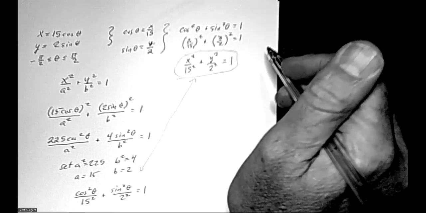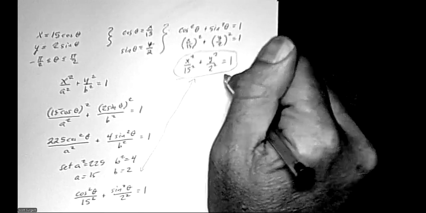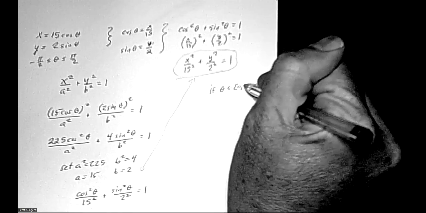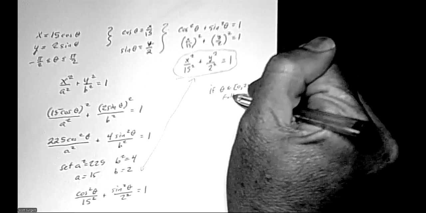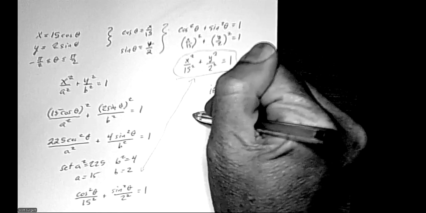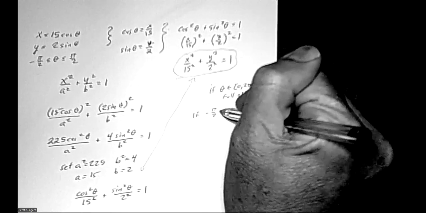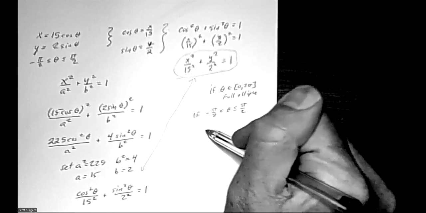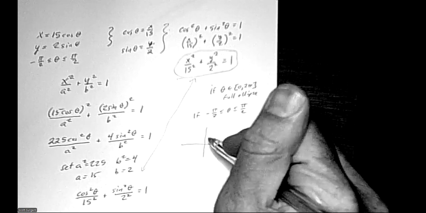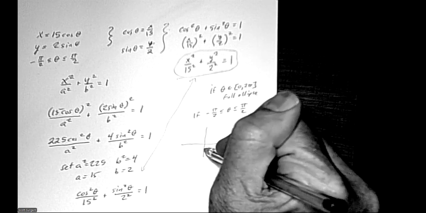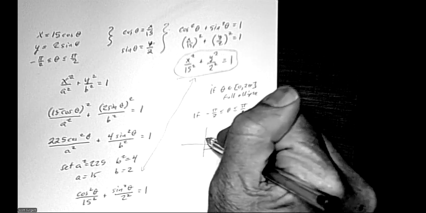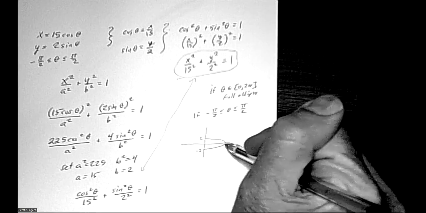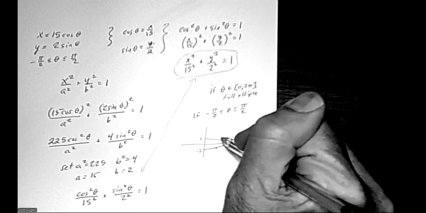Okay. The bounds on theta. Right now, if theta is from 0 to 2 pi, we get the full ellipse. If we go from negative pi halves to pi halves, we're only going to get half an ellipse. And we should be getting this half. We're going to start at negative pi halves, come up to positive pi halves. So it'll be negative 2 to 2. And this will be 15, and it'll be drawn in this direction.